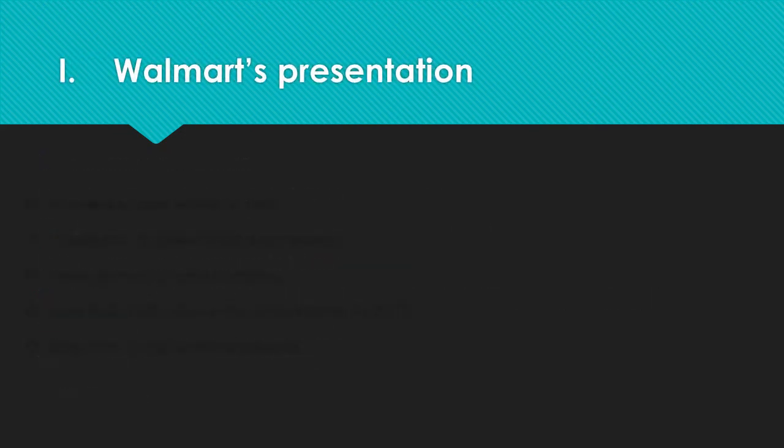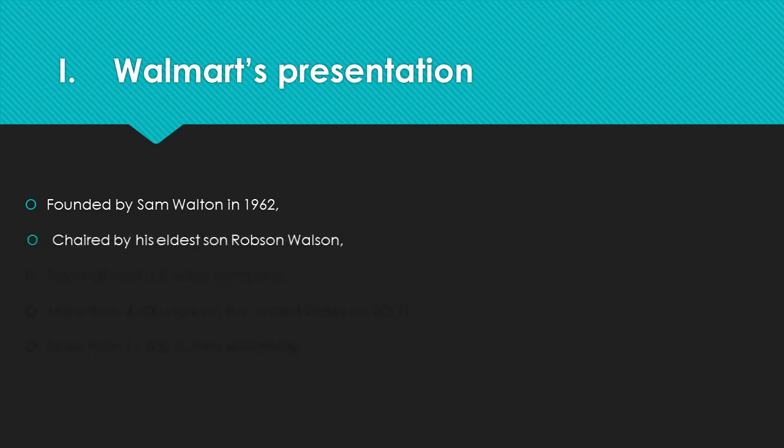For the Walmart presentation, we can say that Walmart was founded by Sam Walton in 1962, and the company was chaired by his eldest son, Robson Walton.